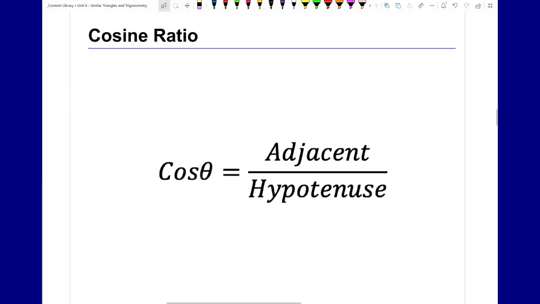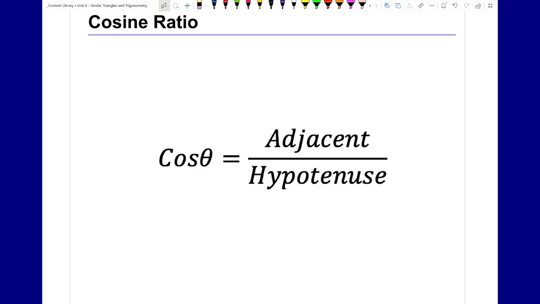So our cosine ratio is going to be a different pair of sides. This one's going to be adjacent over hypotenuse. So cosine of theta, which again, remember, is an angle, is equal to the adjacent over the hypotenuse, and these two are side lengths. So adjacent over hypotenuse, those are our two side lengths, and then we have our angle for theta.